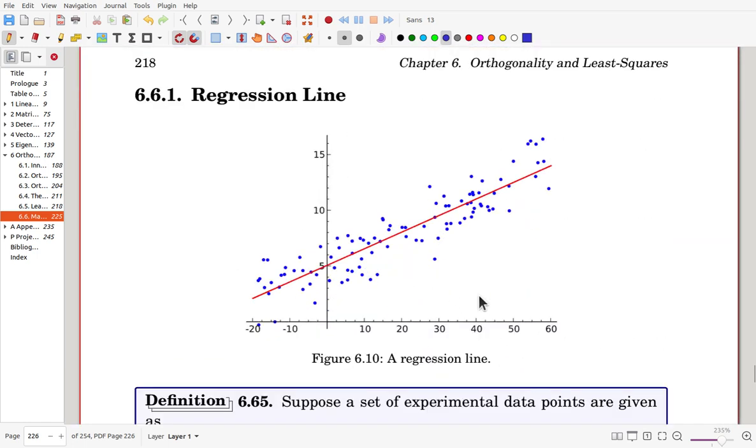Okay, here we have a subsection, regression line. Now, we assume we have the data points, blue dots, and let's try to find the regression line, the best fitting line.